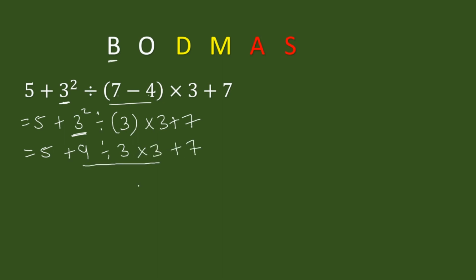This part here, there's division and multiplication, so we just move from left to right. So it becomes 5 plus 9 divided by 3, that is 3, and then times 3. Then plus 7. Then 3 times 3, that is 9. So it becomes 5 plus 9 plus 7. Then 5 plus 9, that is 14. 14 plus 7, that is 21.